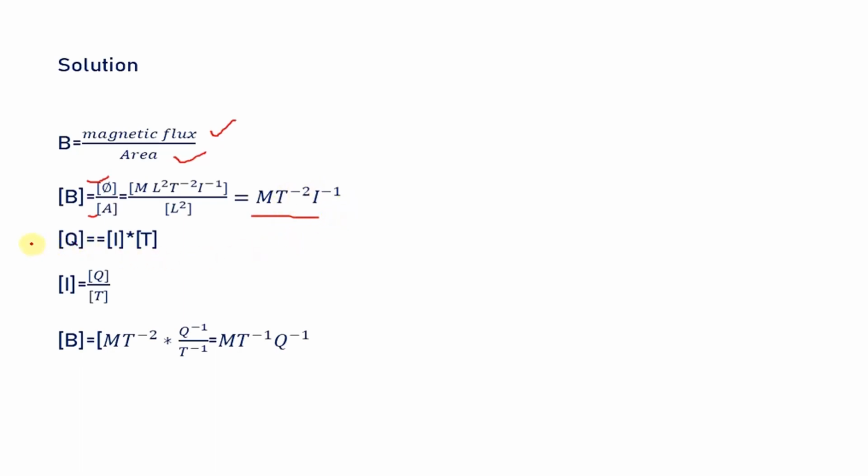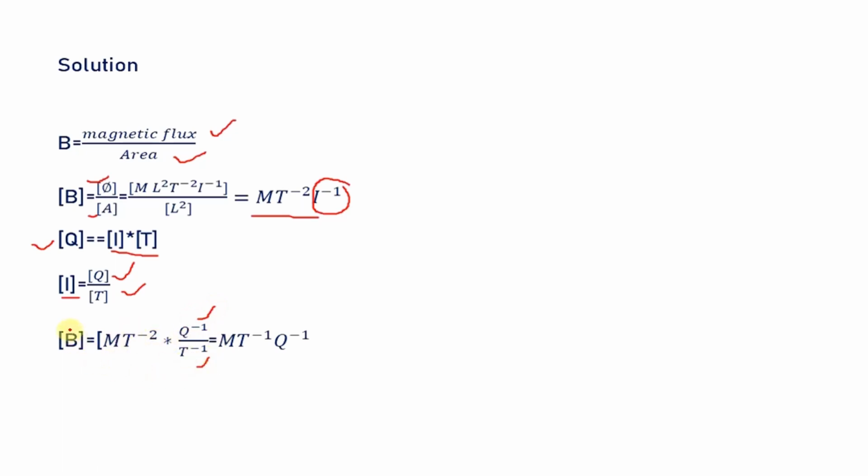Now what is Q? Q is the charge. We know Q equal to current into time, so I into T. So what is I? I equal to Q by time. Now see here, I to the power minus 1 is there. So here I equal to Q by T. So what is I to the power minus 1? That is equal to T by Q, or Q to the power minus 1, T to the power minus 1.